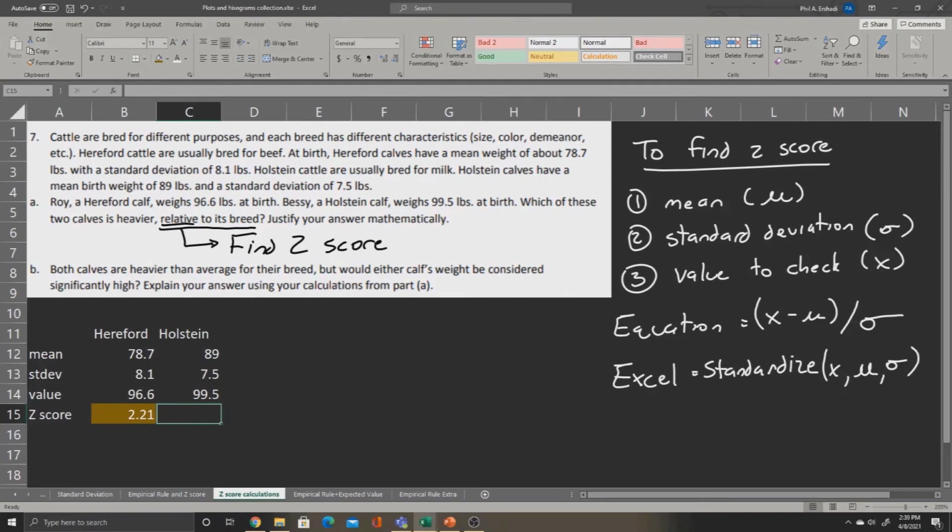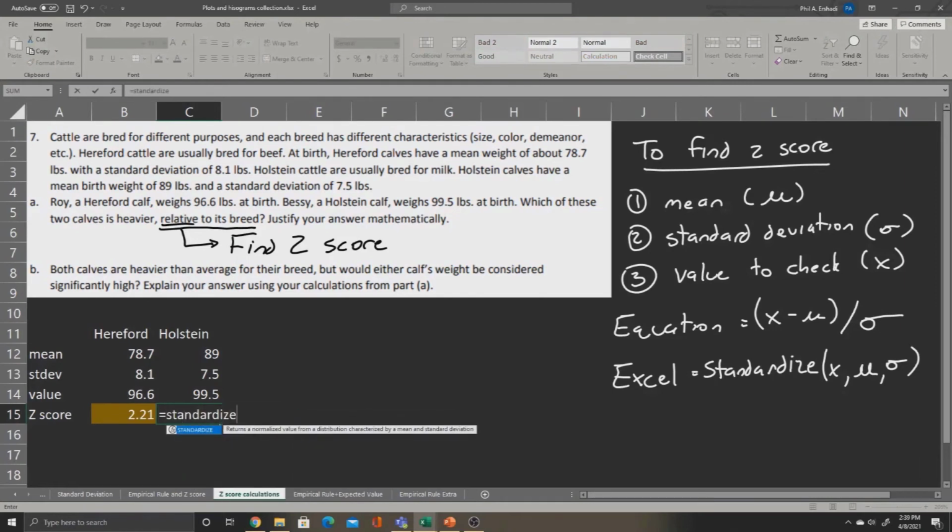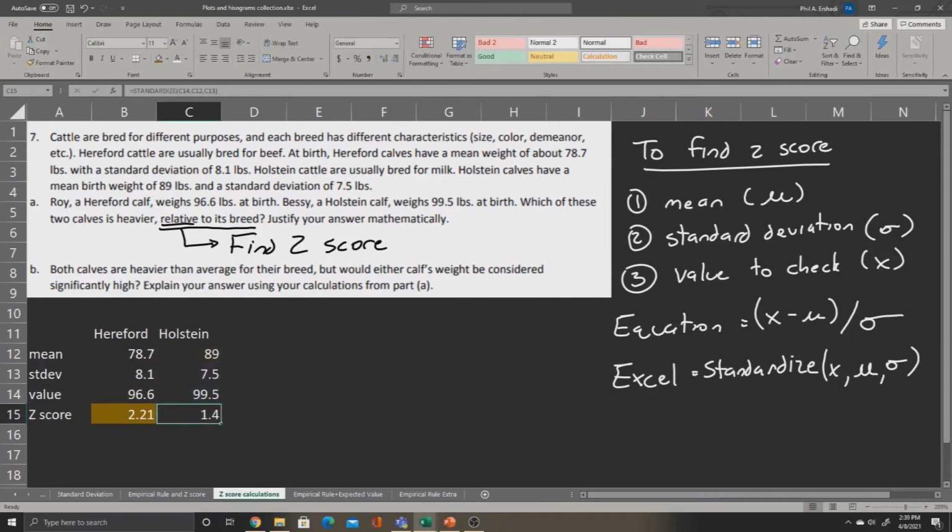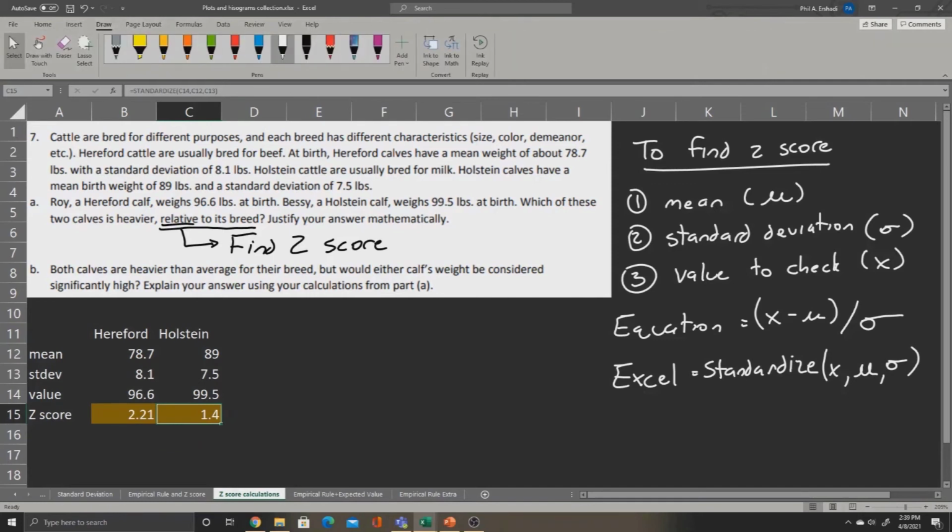Now, for our Holstein calf, we'll do the same thing, equals STANDARDIZE. Open the parentheses. First, we click the x. That's the value. Then we click the mean, mu. Then we click standard deviation, sigma. Close the parentheses and press enter. And we have 1.4. Paint that gold as well. Based on these numbers, our Hereford has the higher z-score. Therefore, the Hereford is heavier relative to its breed. We can say they are relatively heavier.